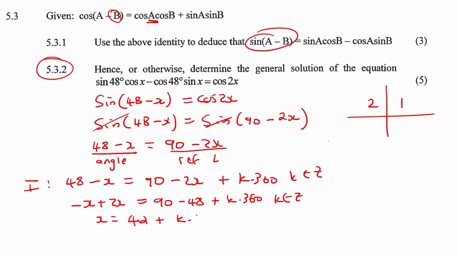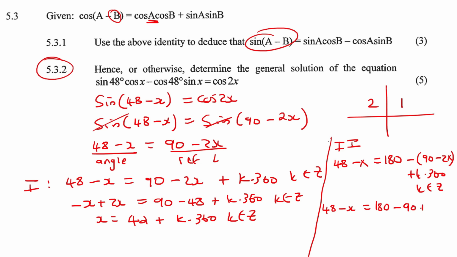Now for quadrant 2, you just start with your angle, 48 minus x. For quadrant 2, we always say 180 minus your reference angle, so that's going to go in brackets because it's more than one term. Okay, now we're just going to say 48 minus x equals 180 minus (90 plus 2x) plus k360. We take the 2x over to the other side, so we end up with negative 3x. And then 180 minus 90 is 90. Take away 48, and so we end up with negative 3x equals 42.